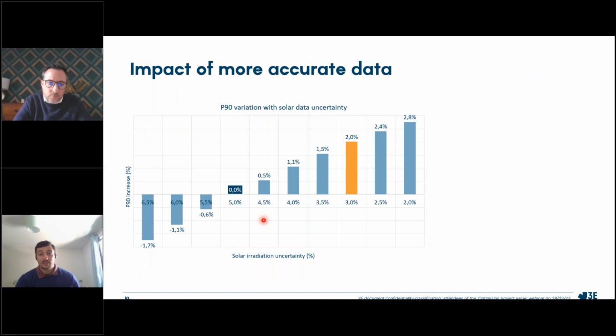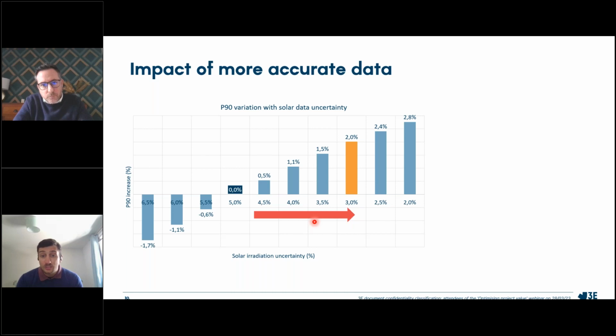Let's now take that example of 2%. We went from 5% uncertainty to 3% uncertainty that you can see on the orange bar. So we decreased basically the uncertainty by 2%, and we can see that the P90 has also increased by 2%. So it's a simple method, mathematically speaking, that we are sharing here, and this method shows you that it is almost a linear model. The relationship between the P90 variation and the solar data uncertainty value is almost a one-to-one rule.